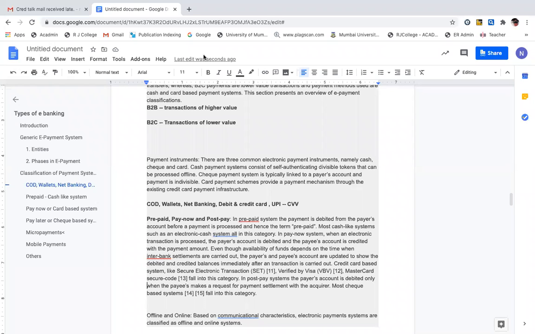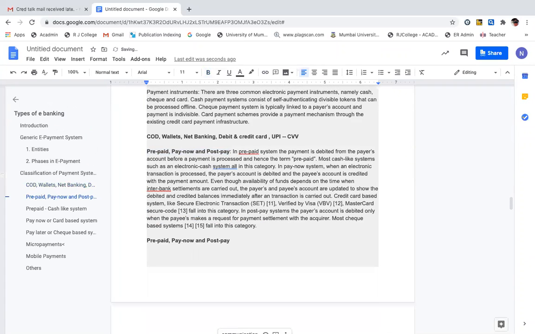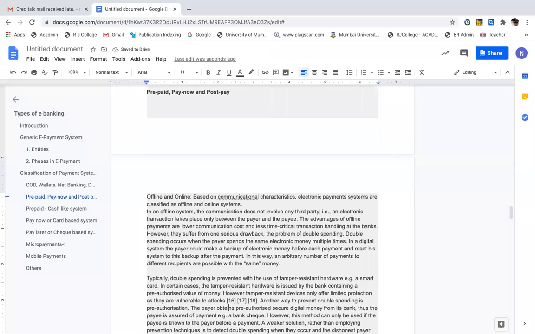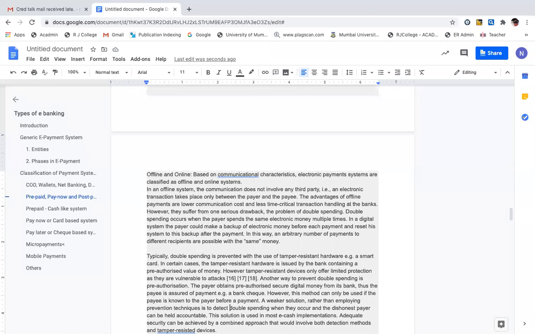UPI भी वैसे ही है, net banking भी वैसे ही है. Wallets, where you link your wallet, right? And then when the instruction to make payment is made, it does it. So this is what is the classification. Okay? Are you all following? Yes, no? Yes, ma'am.